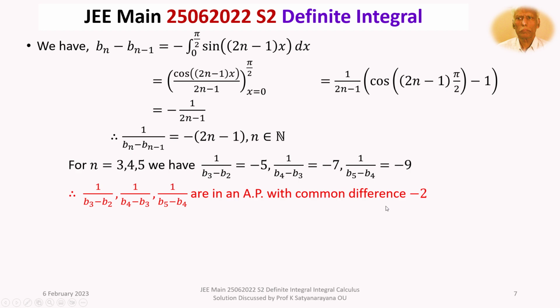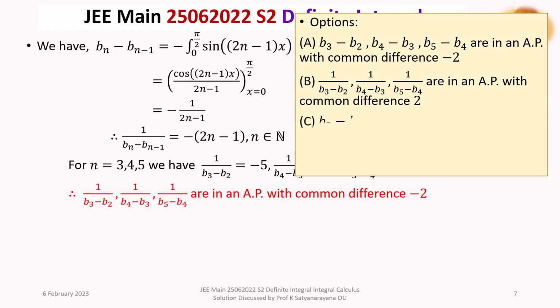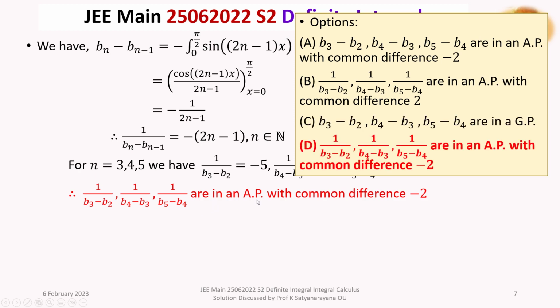That's our answer. So let's look at our options. Our answer, that these are in an arithmetic progression with common difference minus 2, appears against option D. Yes. Therefore, the answer to this question is option D.